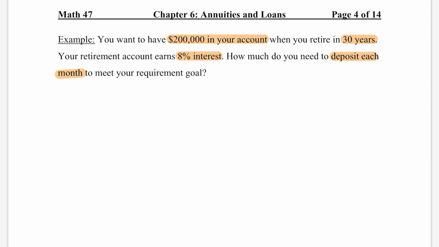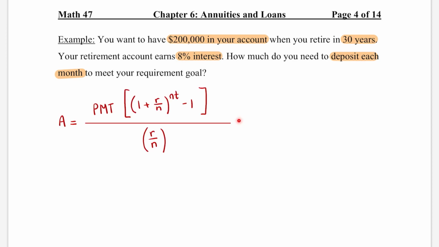Again, trying to see if we should use the compound interest formula or the annuity formula. In this case, they're asking how much do I need to deposit each month for 30 years. So I'm making many deposits here. So I'm using the annuity formula. This is my annuity formula. A is the amount of money I have in my account after 30 years. That means A is $200,000. This is what I want to have in my account after 30 years.